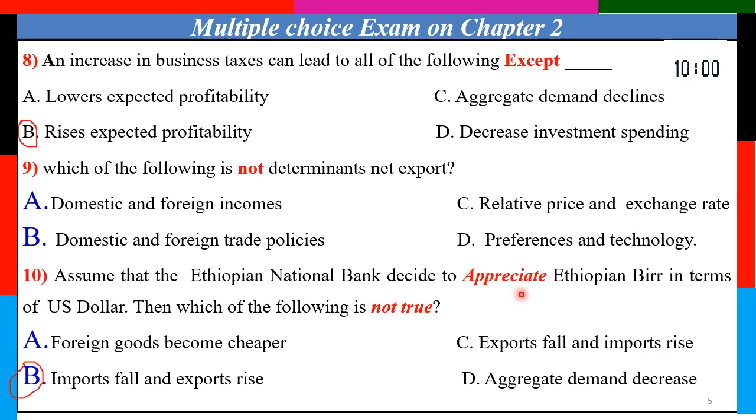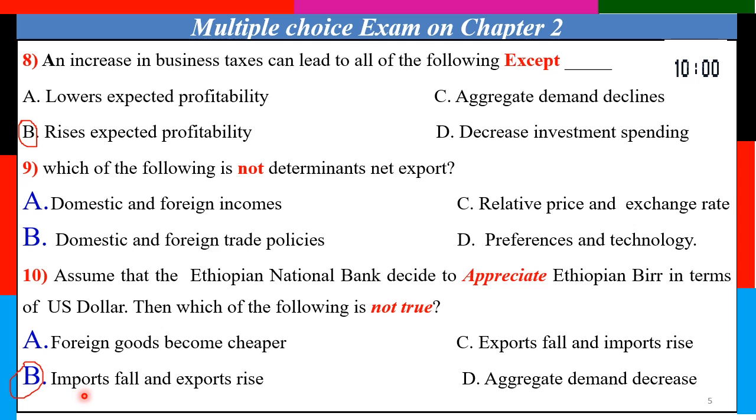The Ethiopian birr's ability to buy something is increasing. It means our import is also increasing. On the aggregate demand decrease, this is true, since the net export is decreasing due to the decrease in the exports, net export is declining. Net export declining means aggregate demand is also declining or decreasing.